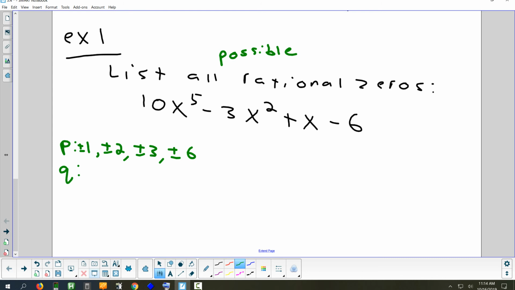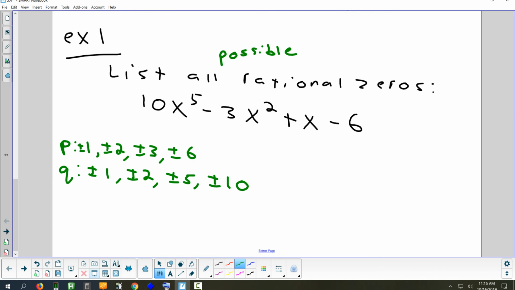I said that Q is a factor of what? Leading coefficient. Leading coefficient is 10. What are all the numbers that are factors of 10? Plus or minus 2 and 5. Okay, so plus or minus 2, plus or minus 5. Plus or minus 1, 10. Plus or minus 1, plus or minus 10.